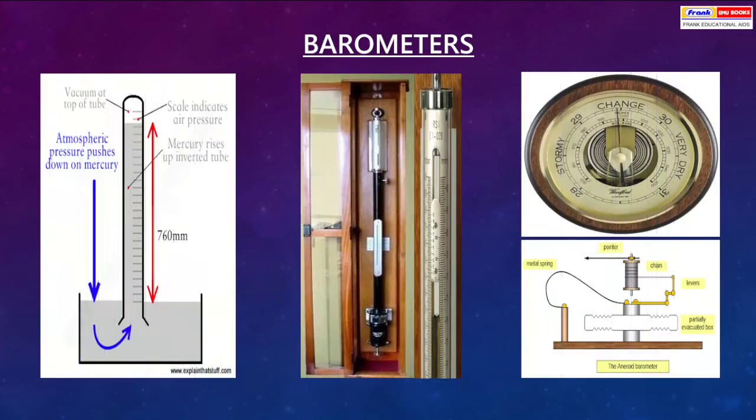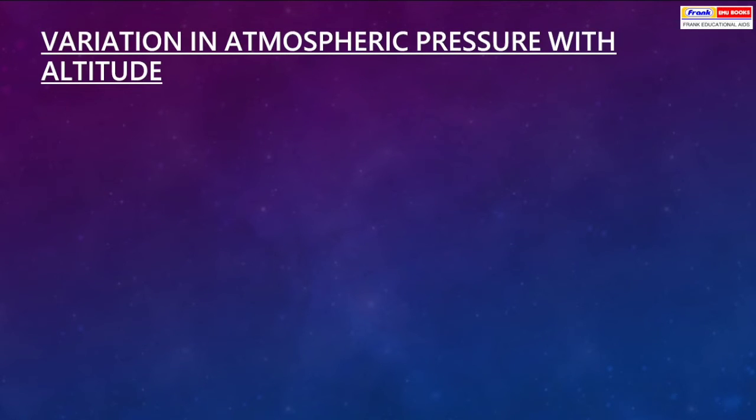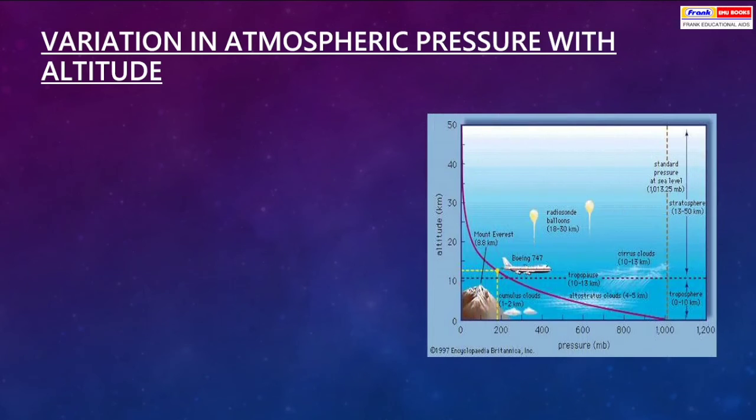Then we have barometers. You can see the image of barometers. These are used to measure the atmospheric pressure at a given place at a given time. These can also be used to forecast the upcoming weather. As an altimeter, it can also be used. Now variation in atmospheric pressure with altitude.